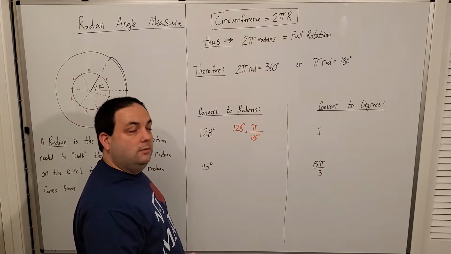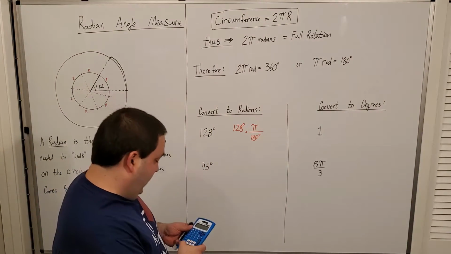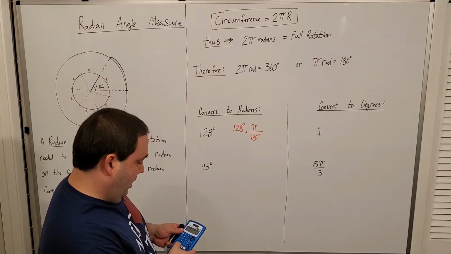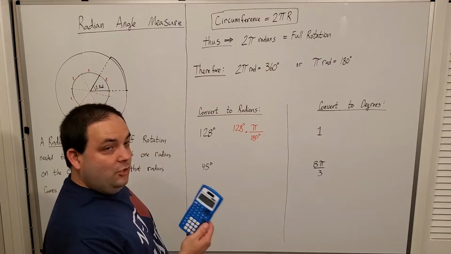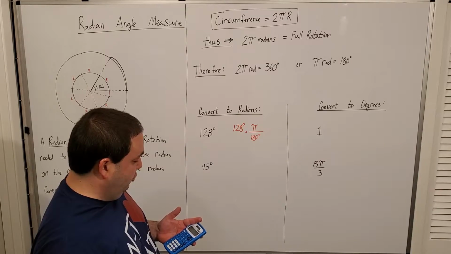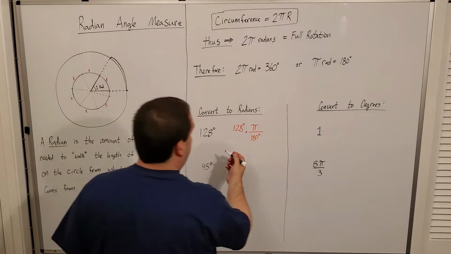Okay, so in my calculator though, what I'm going to do is I'm going to punch up 128 times pi divided by 180. And of course, pi being an irrational number, you really do need a calculator for this. So 2.234 radians ish, right?